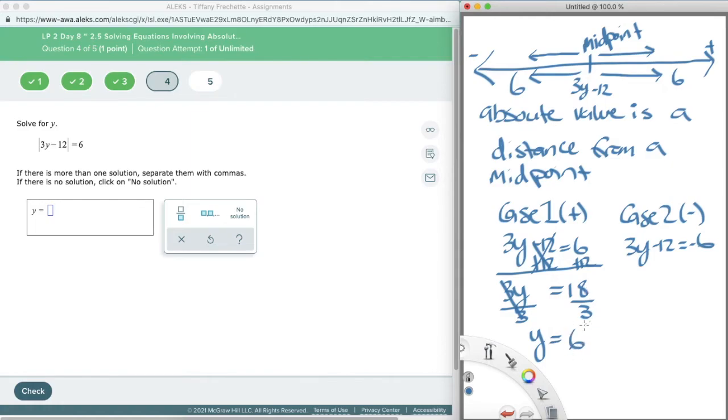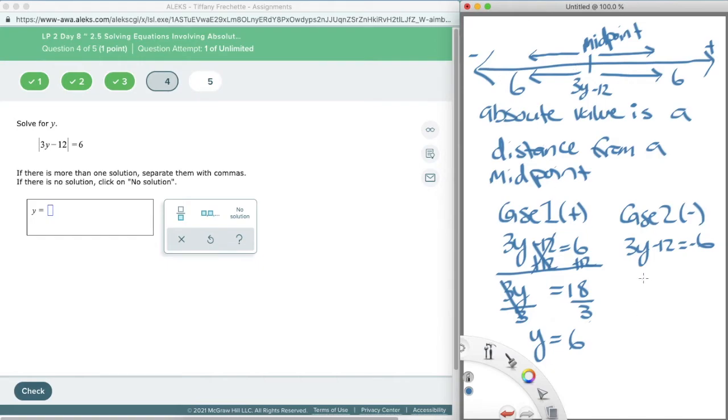So this should be my biggest one, my maximum, when I'm looking at case 1 and case 2. Case 1 should always give me my biggest number. Case 2 should always give me my smaller number, or the smaller side of the graph here. And if we think about that, if I'm moving to the right, that should be bigger than if I'm moving to the left, right? So hopefully we can make that connection with the first case being bigger than the second case.